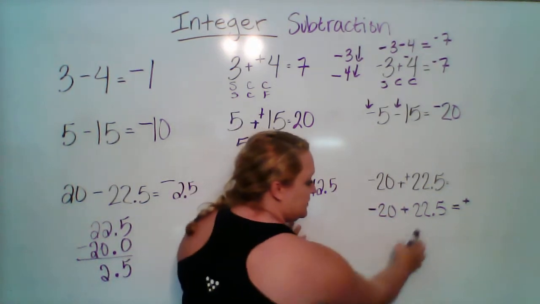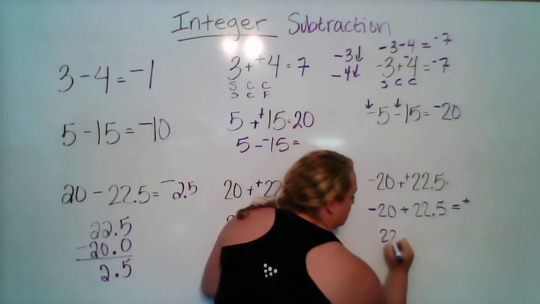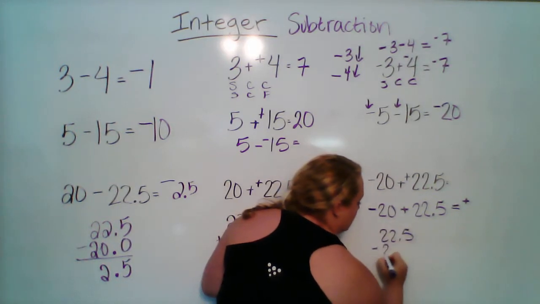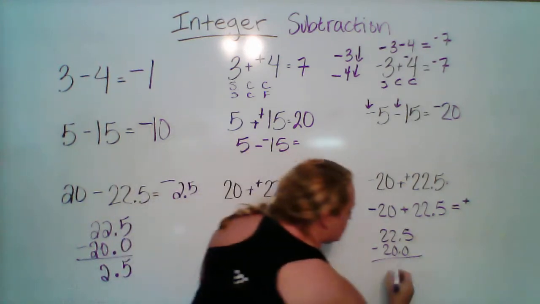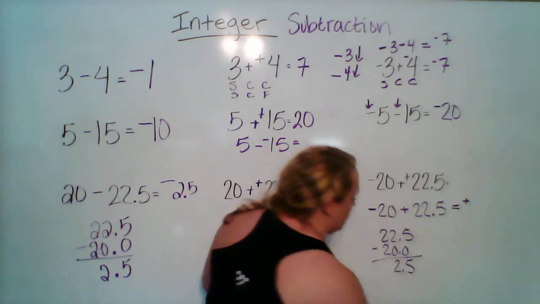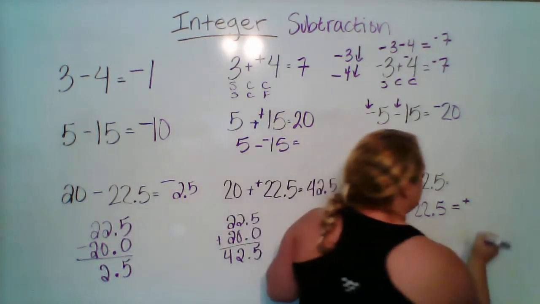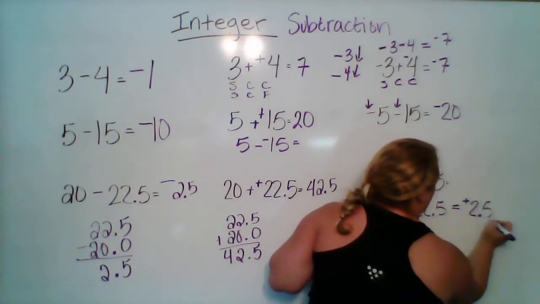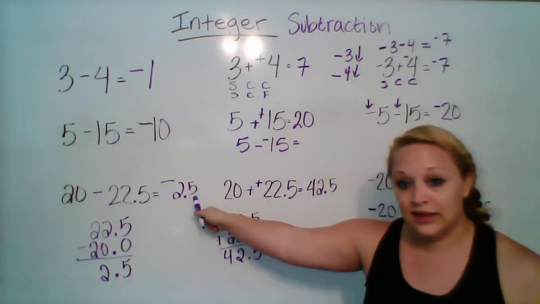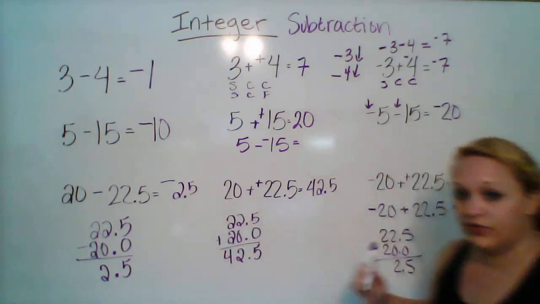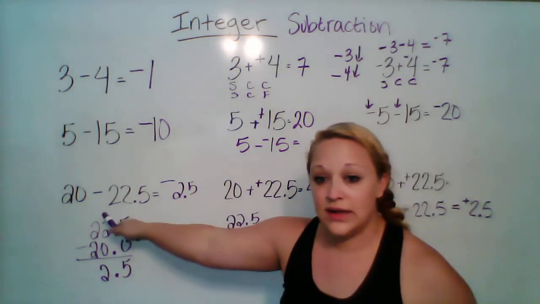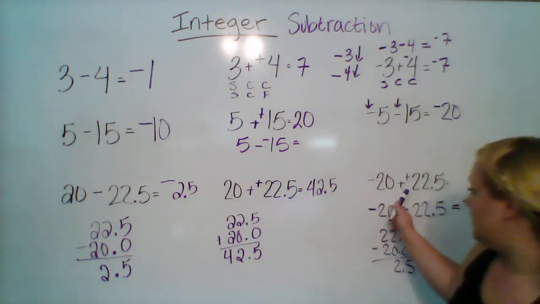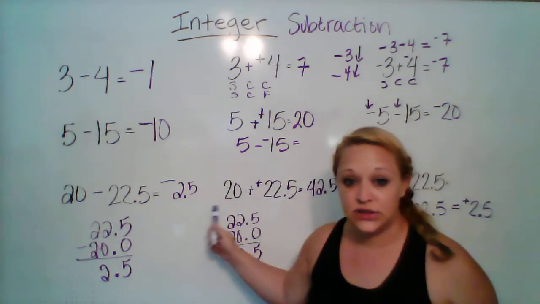So now I'm, again, going to go backwards. 22.5 minus 20, remembering to line up those decimals, and I get a 2.5. So I'm going to come over here and I'm going to write a 2.5. Now if I pay attention, this was a -2.5. This is a +2.5. If you notice, the symbols are different, therefore I got different answers.